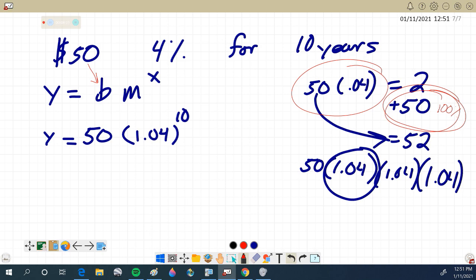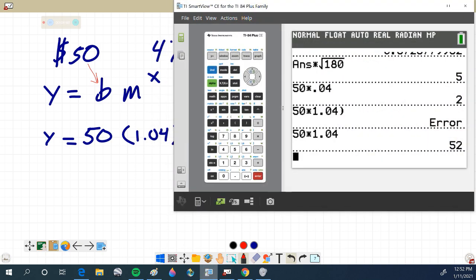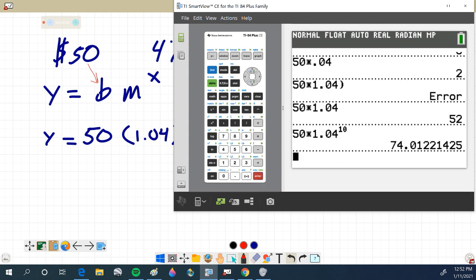So here's the hard part. How do you go up 4%? 100% plus 4% is 104. Turn that into a decimal, 1.04. Does everybody understand that? And then I can just ask my calculator, what is 50 times 1.04 to the 10th? And in one step, I can do all of those calculations at the same time. So let's work a couple of these.